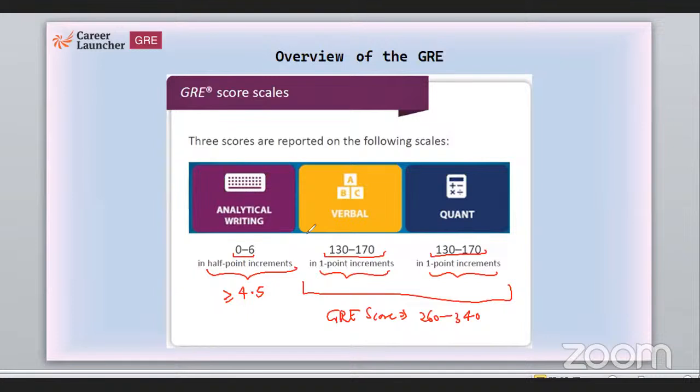But AWA is also very, very important, because it's very rare, but I've seen universities sometimes not accepting an application because of a very low AW score. So you have to play safe in that aspect.